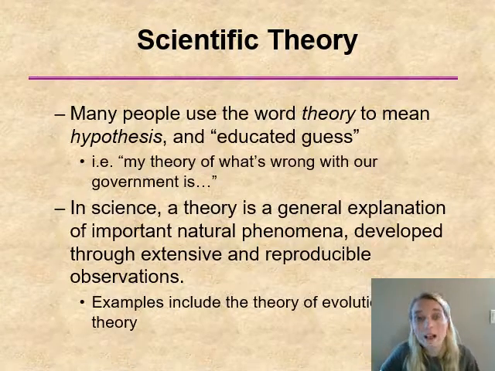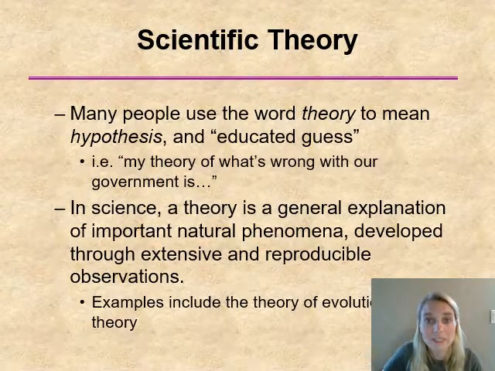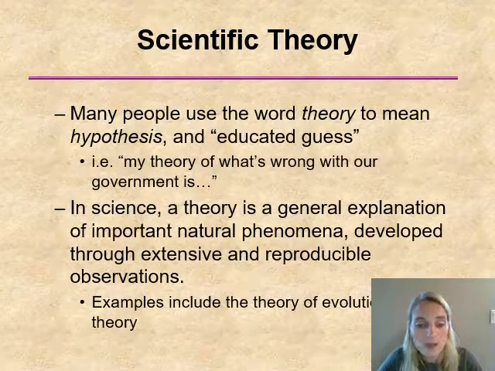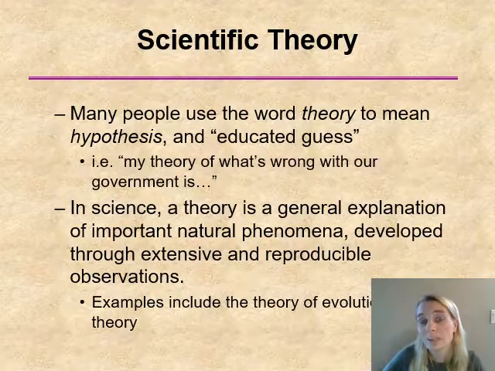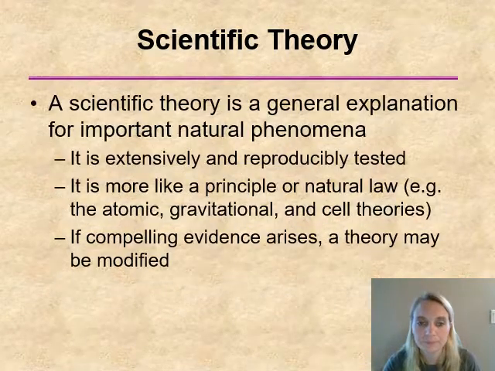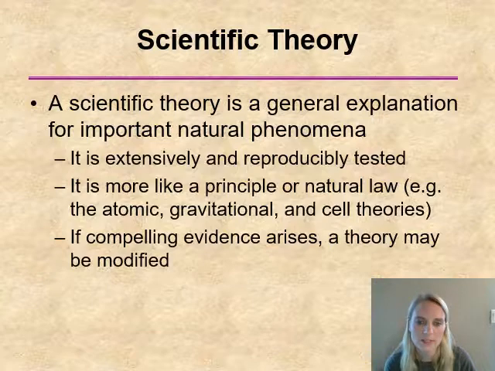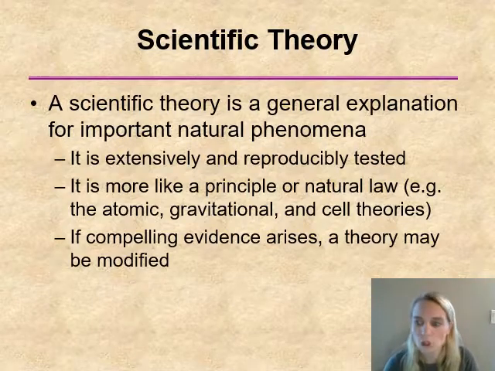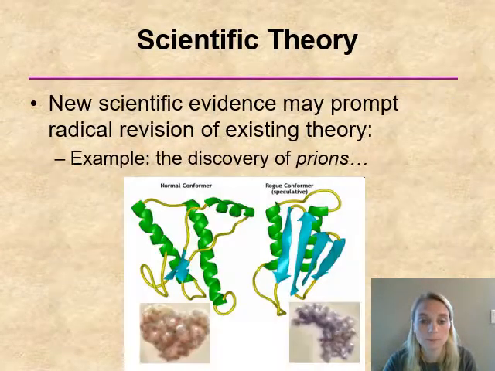Scientific theory is well supported by lots of experimentation and lots of evidence. It is a general explanation of natural phenomena, things like the theory of evolution, gravity, the cell theory. These are things that are supported by evidence, and we haven't really seen anything to the contrary at this point to change that theory into something different. Okay, so here's just a couple more statements on that. It's extensively and reproducibly tested. It's more like a principle or a natural law, and if compelling evidence arises, we can change it. It's what's called a paradigm shift, and we've had some of those in the past as well.